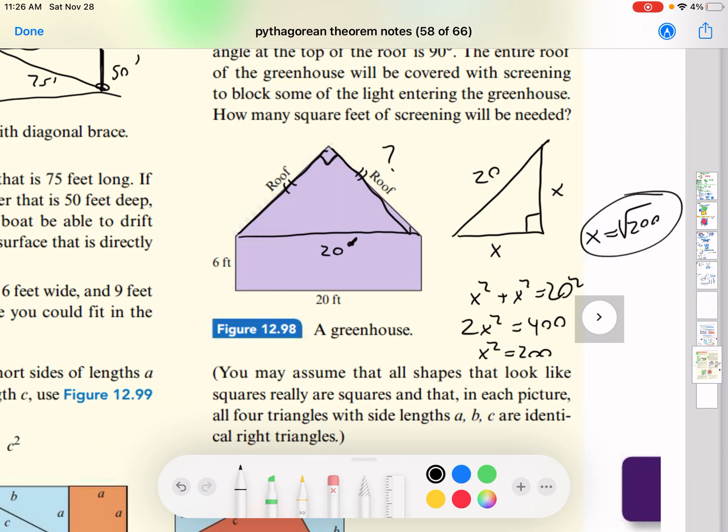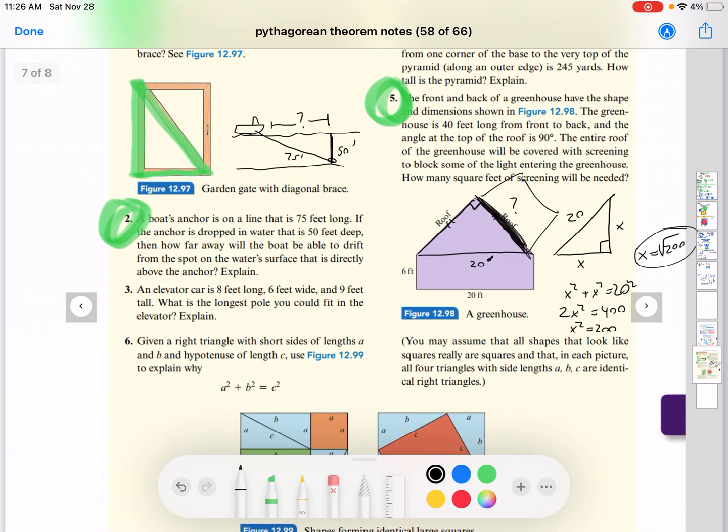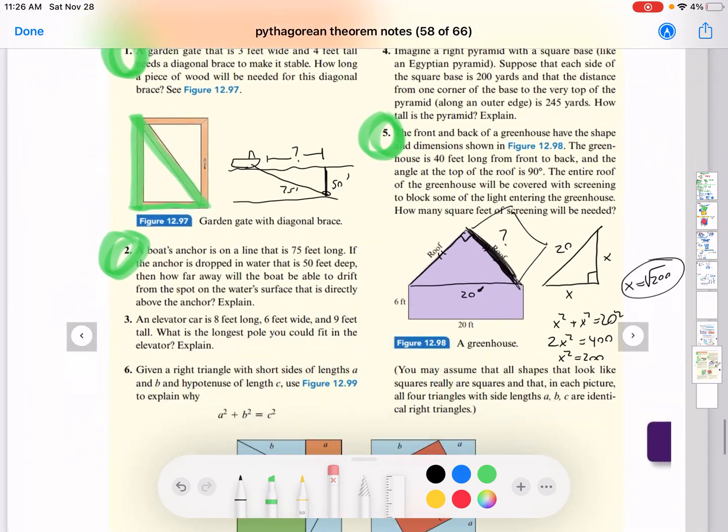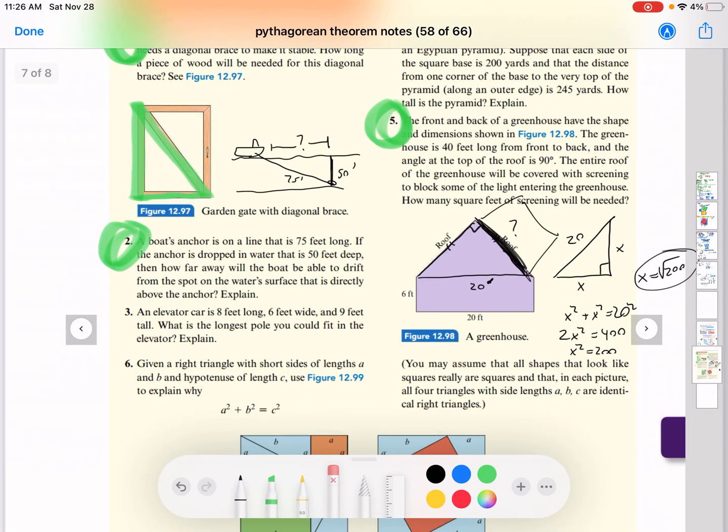And again, you could use a calculator to find a decimal approximation of that if you want, but once you know this length, you can find the area of this side, and then you can double that because we need to cover both sides of the roof. Anyway, numbers 1, 2, and 5. That is some of the homework for this section, and that is where I'm going to stop this video.